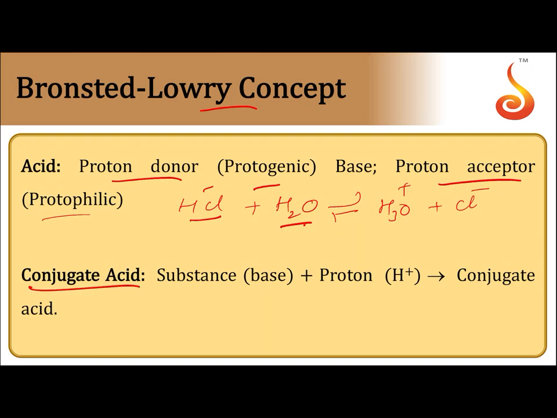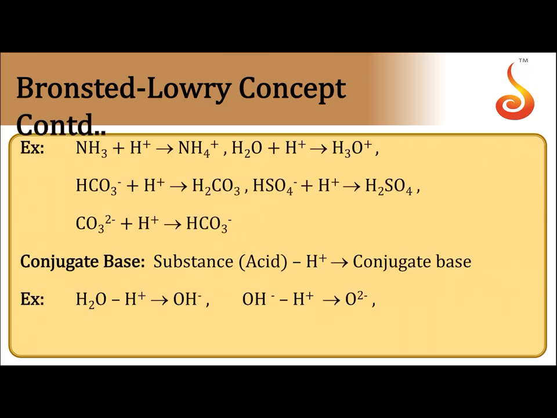And the meaning of conjugate acid-base pair: a pair of acid and base which differ by a proton is called a conjugate acid-base pair. Suppose you take a substance and add a proton, you are going to get the corresponding acid. If you remove a proton, you are going to get the corresponding base.